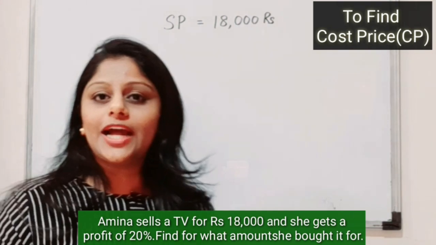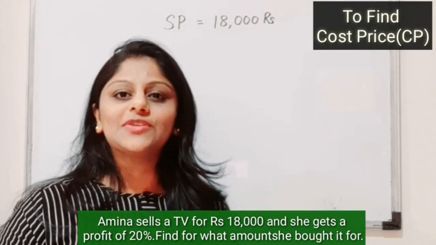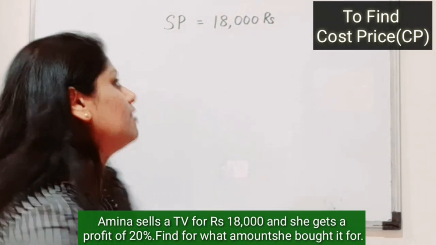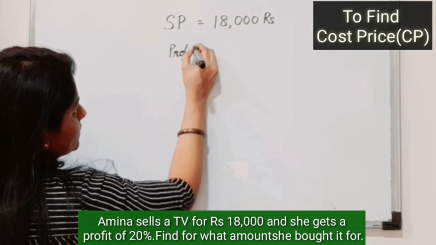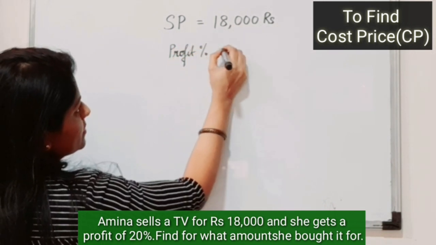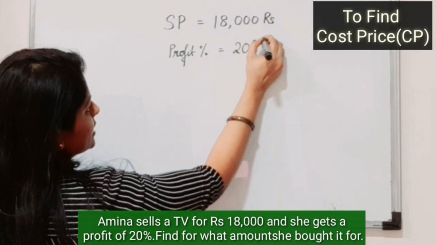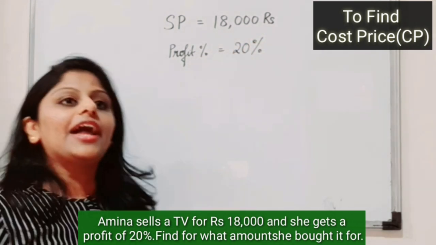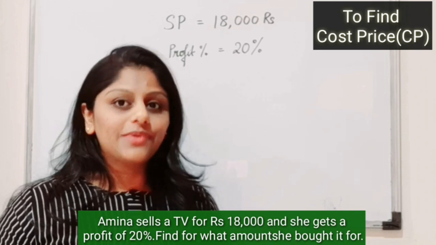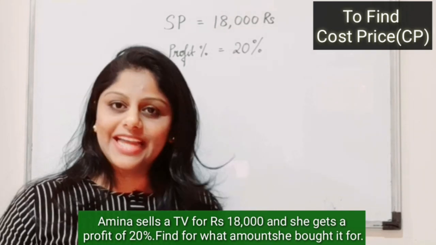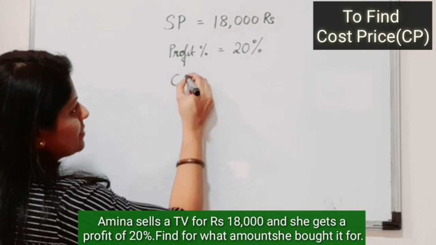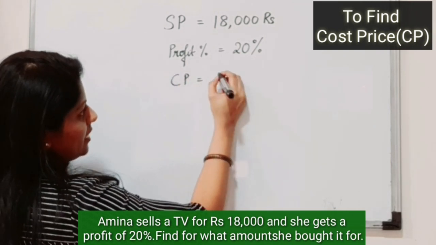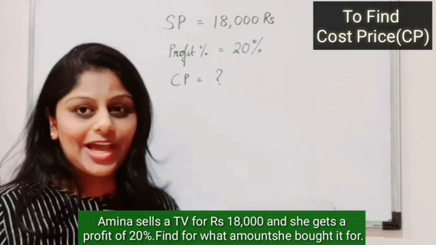Then it is told that on selling this TV for 18,000 rupees, she is getting a profit of 20%. Therefore, profit percent is given. So, profit percent is equivalent to 20%. This is what is given, and we have to find for what price she bought it. So, the cost price will be question mark. This is what we have to find, correct?